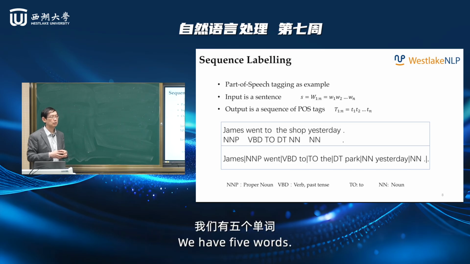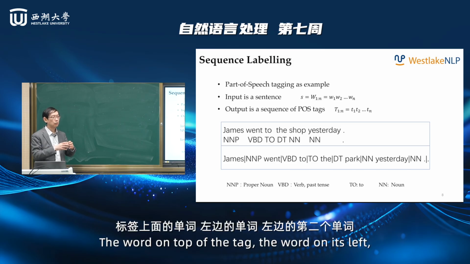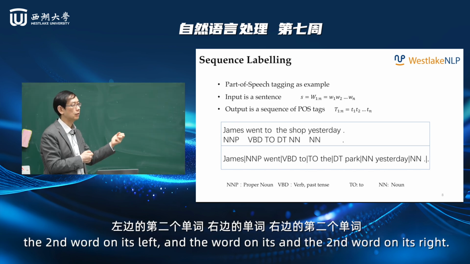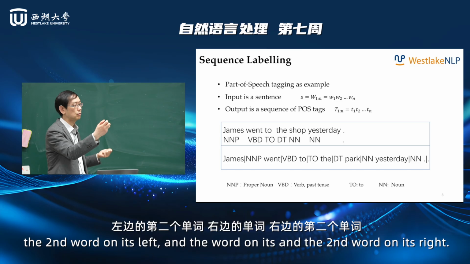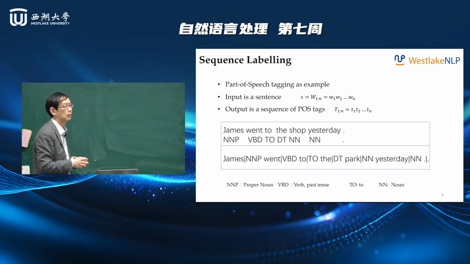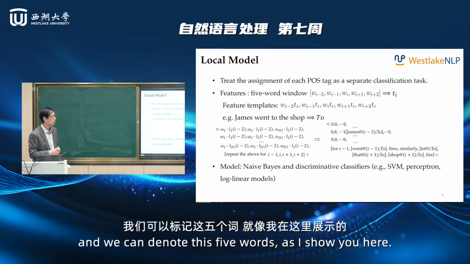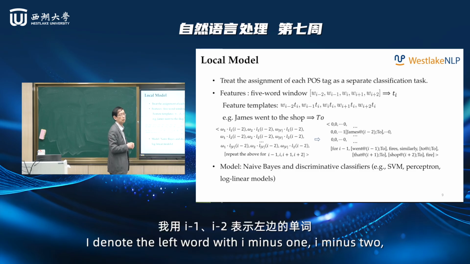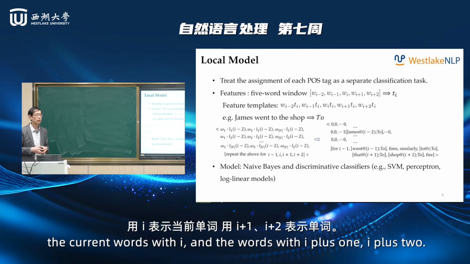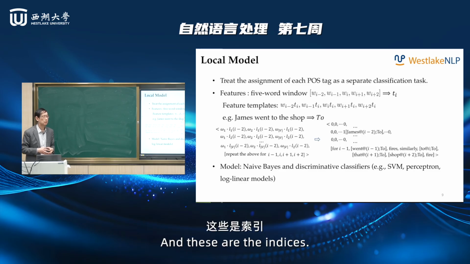We have 5 words, okay? The word on top of the tag, the word on its left, the second word on its left, and the word on its right, and the second word on its right. Okay, 5 words to predict one tag. And we can denote these 5 words as I show you here, okay? I denote the left words with i minus 1, i minus 2, the current word with i, and the right words with i plus 1, i plus 2. And these are the indices, okay?